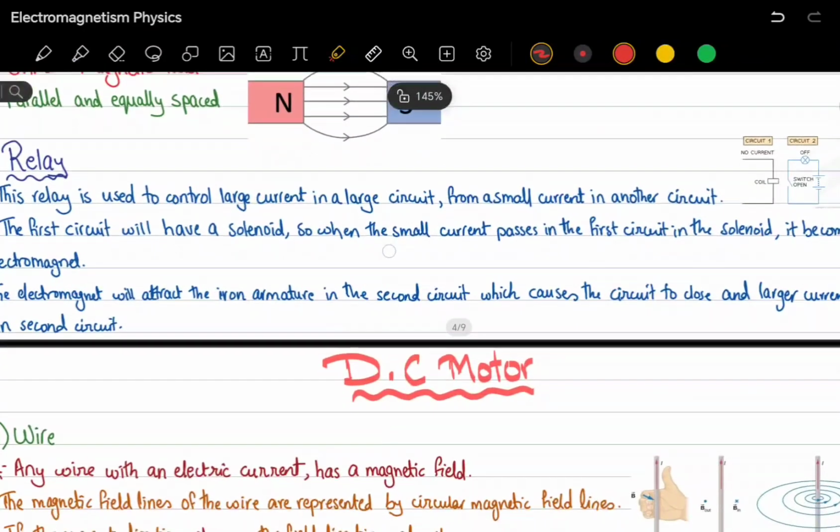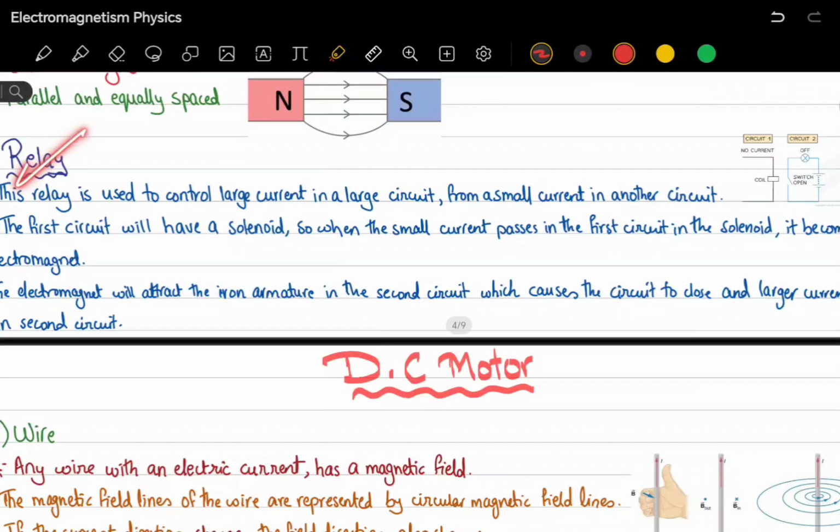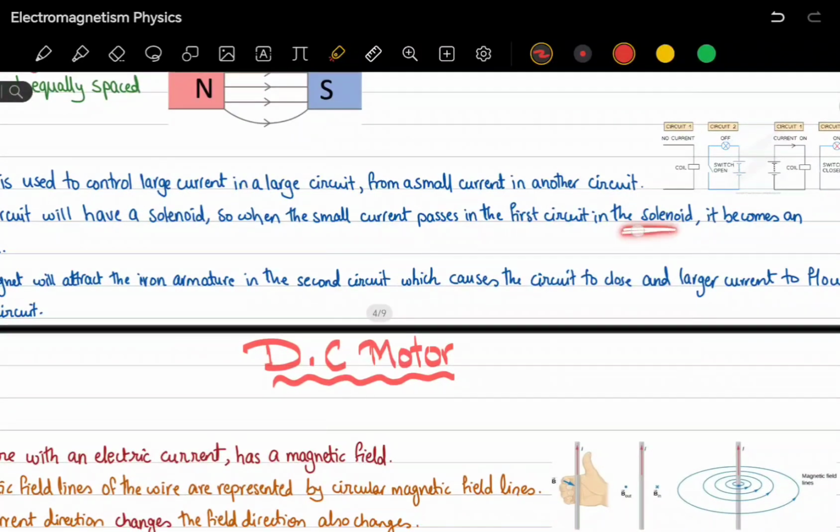Okay. Going on to the relay: it's used to control a large current in a large circuit from a small current in another circuit. The first circuit would have a solenoid so that when a small current passes in the first circuit in the solenoid, it will become magnetized.